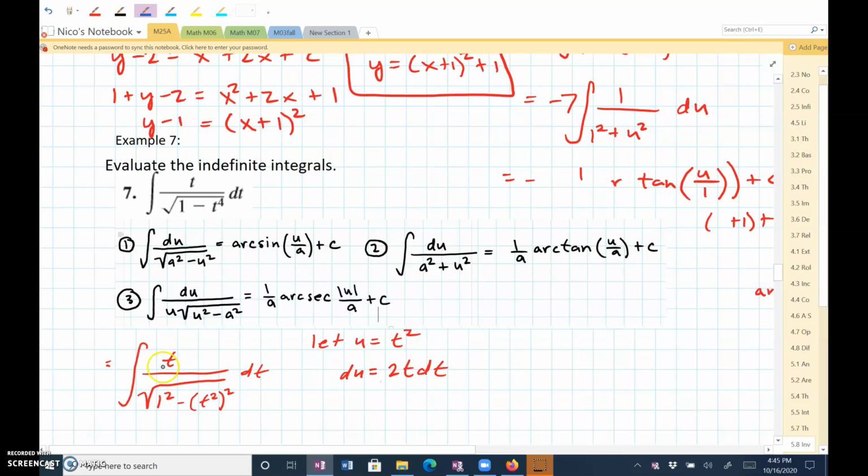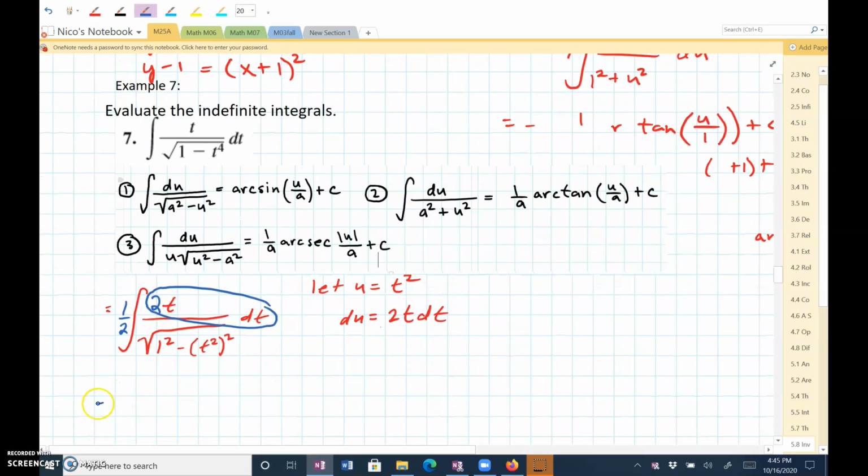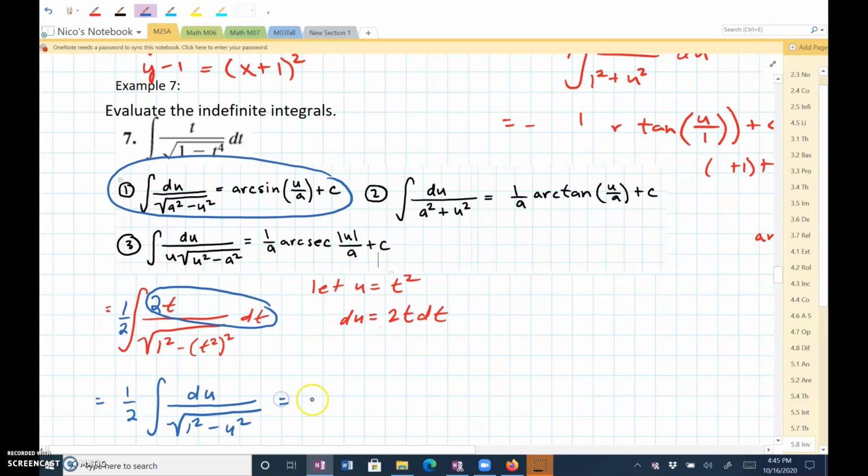So then I don't have a 2t in here, so I'm going to put a 2 here, put a 1/2 out in front to even it out. And then this equals du. So I'm going to have 1/2 the integral du all over the square root of 1 squared minus u squared, where this would become this rule, which is 1/2 arc sine of u, which is t squared, over a, which is 1, plus c.